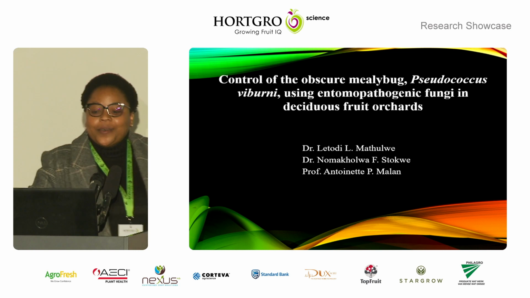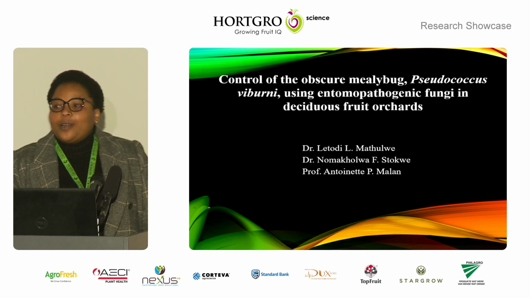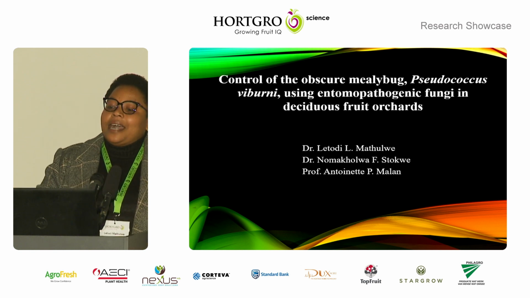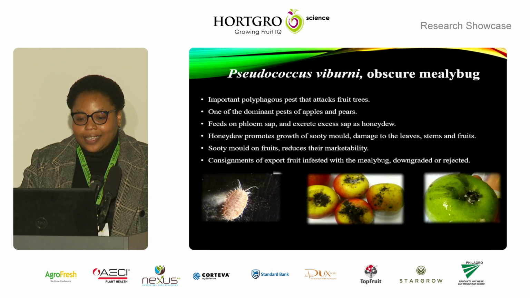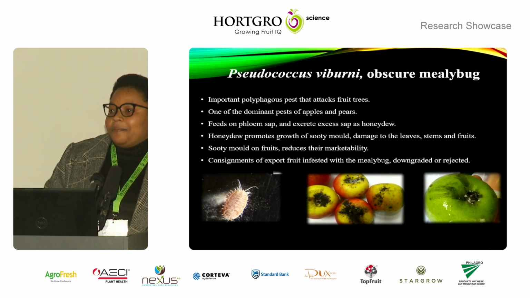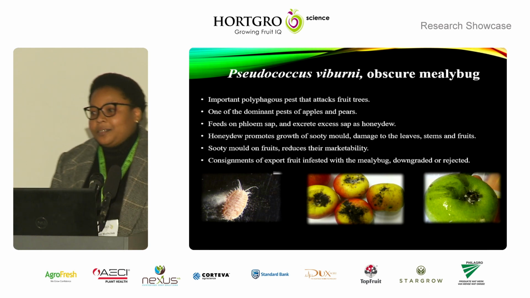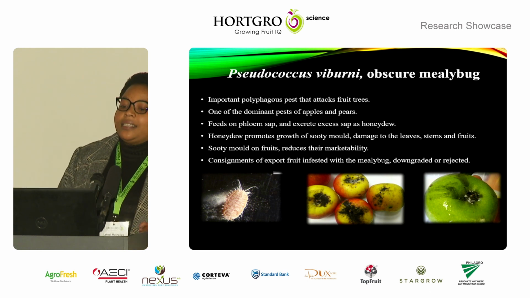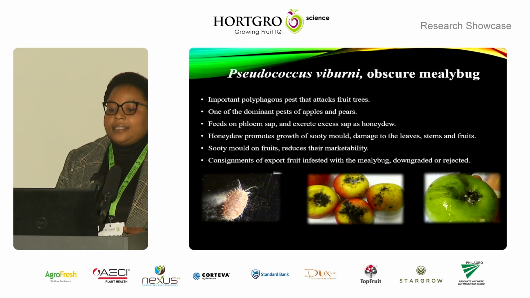Good afternoon, everyone. I'll be giving a brief presentation on the control of the obscure mealybug using entomopathogenic fungi in deciduous fruit orchards. The obscure mealybug is a polyphagous agricultural insect pest that attacks multiple fruit trees, but in South Africa, it is a dominant pest of apples and pears.